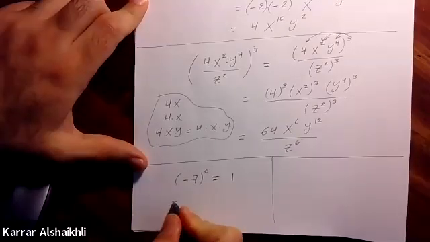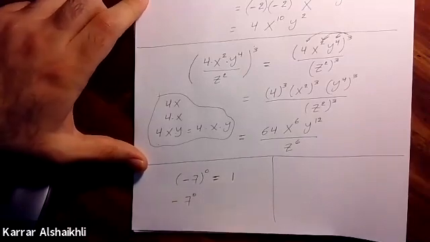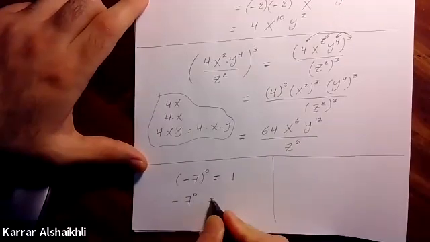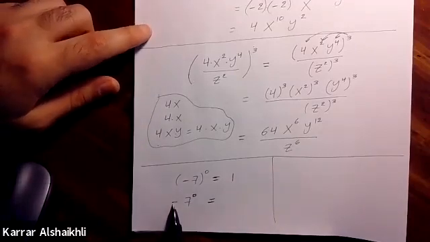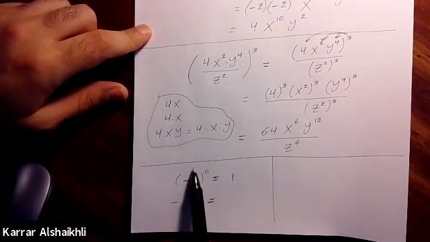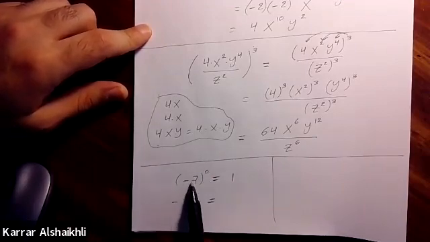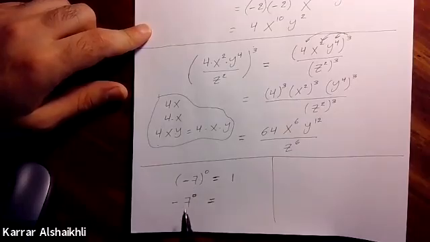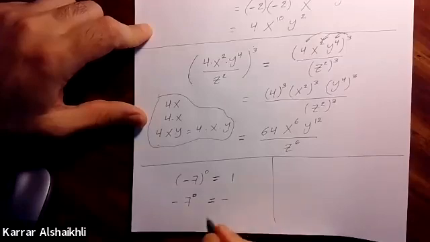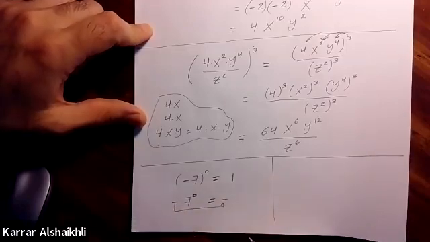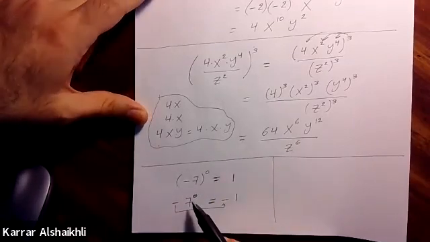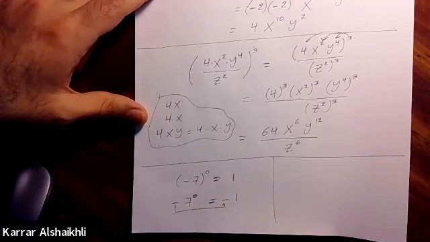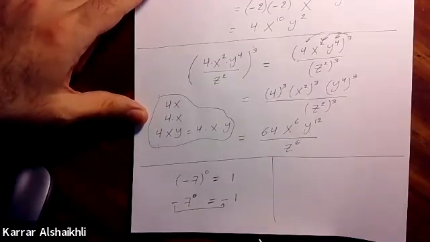What about if we have -7 to the exponent 0? You see, the 0 is only for the 7, not for the negative sign. With the previous example, the 0 was for the 7 and for the negative sign, that's why it's 1. But with this example, because the 0 is only for the 7, here's the negative sign. I'm just going to write down the negative sign, and 7 to the exponent 0 is going to be 1. So the result is going to be -1.